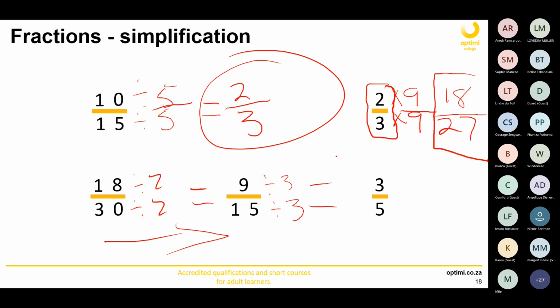It can work the other way as well. And you remember what I said? Multiply and divide go together. They're the opposites of each other. So I can multiply 3 by 3 and 5 by 3, and it will give me 9 over 15. I can multiply 9 over 15 by 2, and it will give me 18 over 30. Okay. That's simplification.